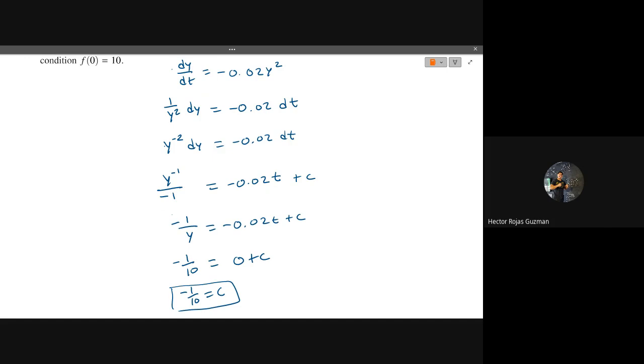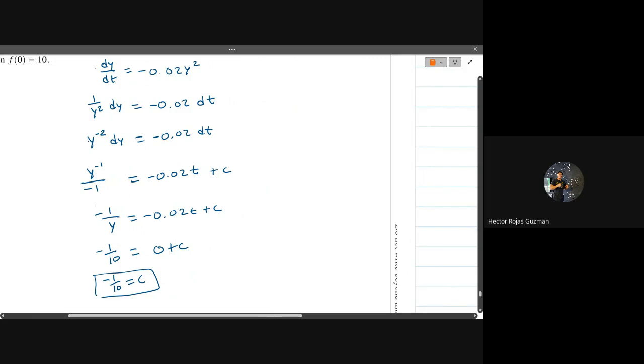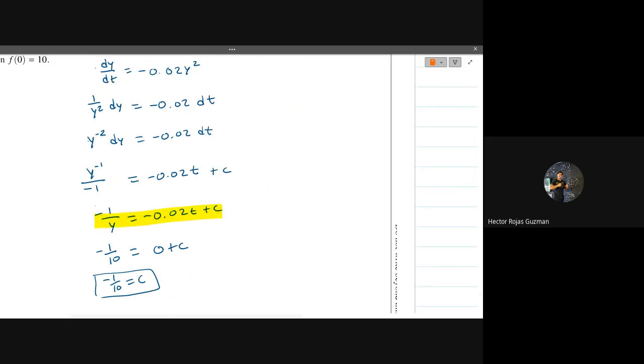Then we take that new c value and find the equation for y. I'm going to start from here. So negative 1 over y equals negative 0.02 t minus 1 over 10. I can multiply by a negative.